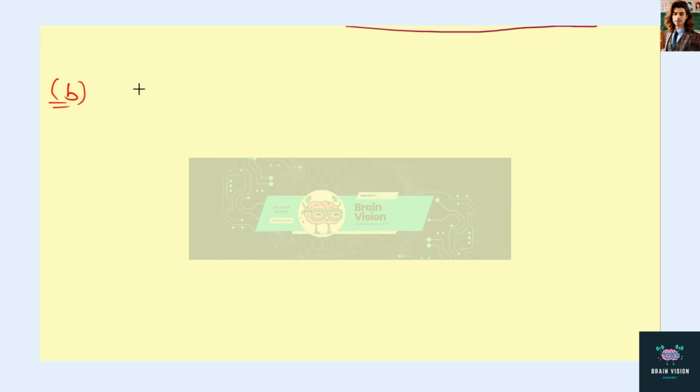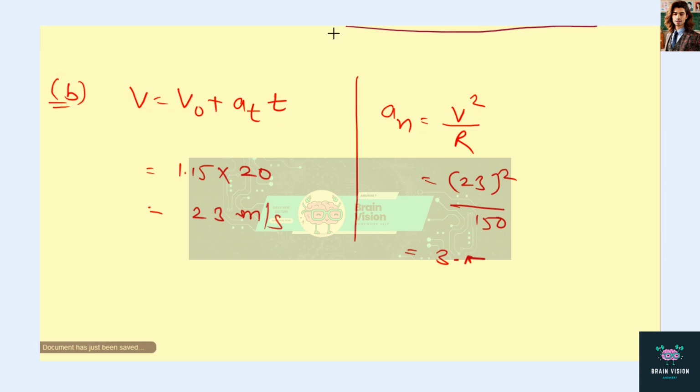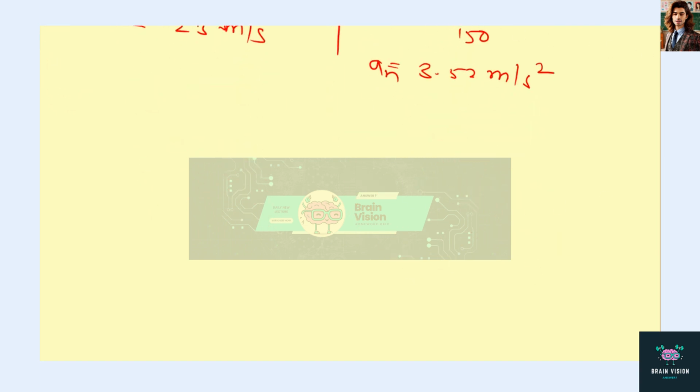Now in the second part we have to find the value of total acceleration. For that we have to find the normal acceleration. V can be written as V naught plus tangential acceleration into t, and this is 1.15 into 20 seconds. So this comes out to be 23 meters per second. Now normal acceleration will be v square by r, so this comes out to be 23 square upon 150, which is 3.52 meters per second square. This is the value of normal acceleration.